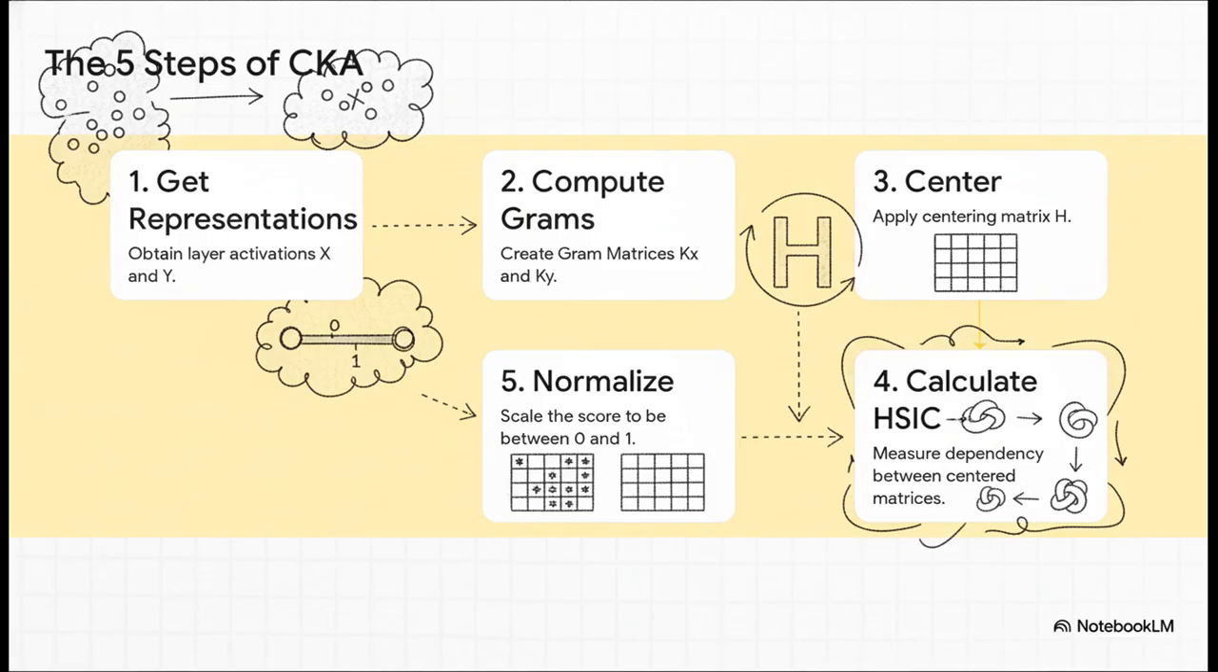First, you grab your raw representations from the AI layers. Then you compute those Gram matrices. Step 3, you center them with that H matrix. Step 4, you calculate the HSIC between your two now centered matrices. And finally, you normalize the scores so you get a nice clean number between 0 and 1.